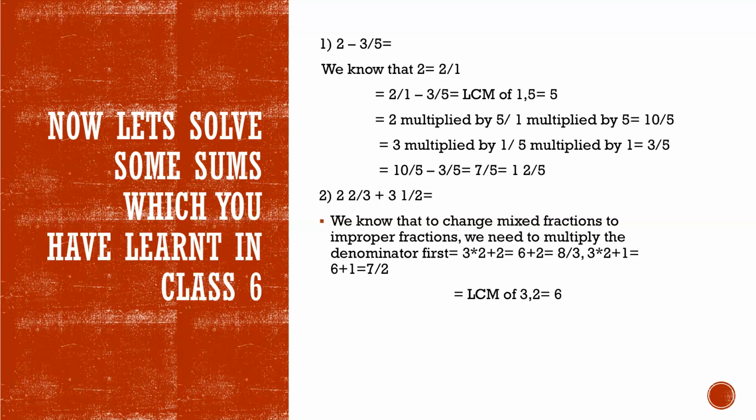And you have to find the LCM of the denominators. So LCM of 3 and 2 is 6. 8 by 3 into 2 by 2 is equal to 16 by 6, and 7 by 2 into 3 by 3 is equal to 21 by 6. I wrote 2 by 2 and 3 by 3 because we are going to multiply the same numbers to both numerator and denominator, so it will be easier for you to understand this. 16 by 6 plus 21 by 6 is equal to 37 by 6, and in mixed fraction it can be written as 6 1 by 6.